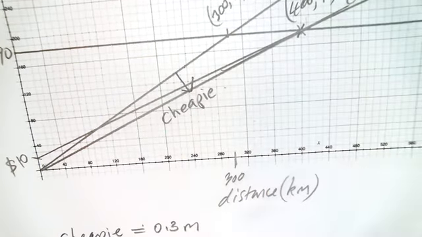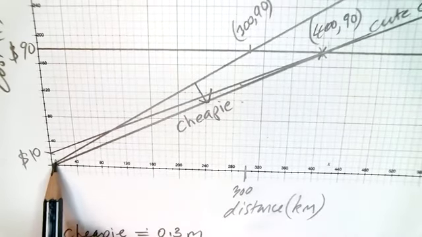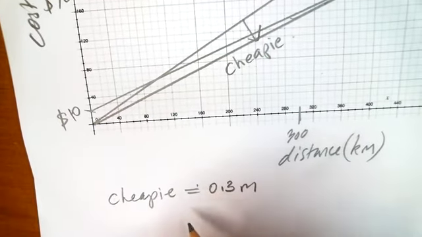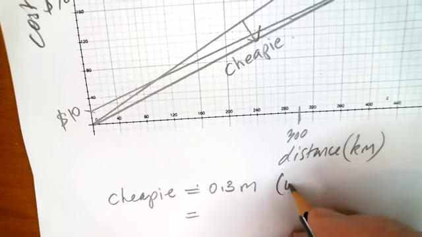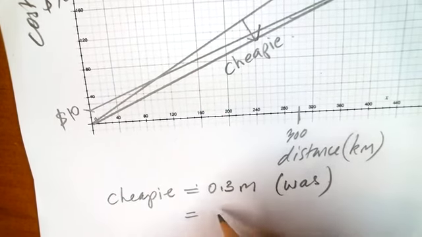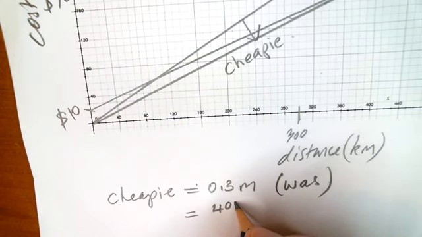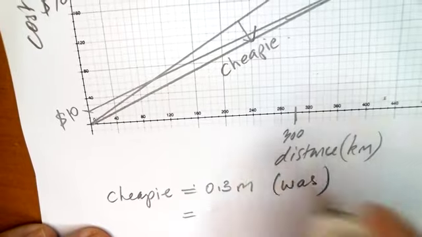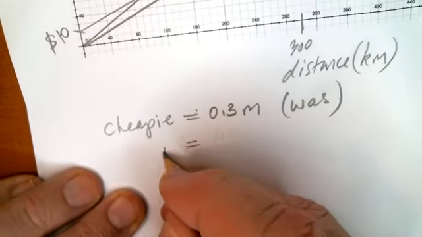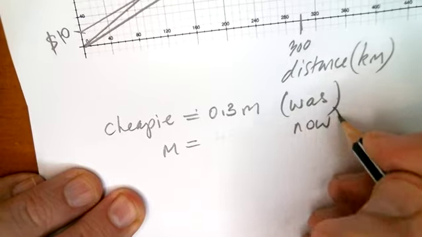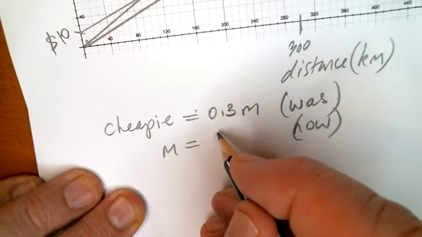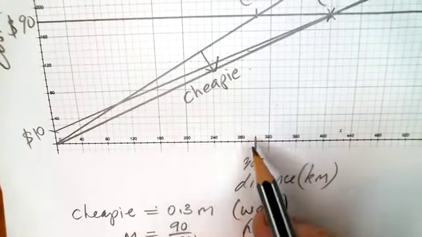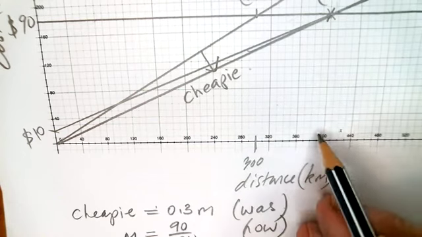So in other words, let's have a look at that gradient now. This is going to be 400 along and 90 up. So this is what it was, and this is going to be the new one: 90 over 400, because it's rise over run. Yeah, 90 up, 400 along. There it is, and that's going to be the new one.